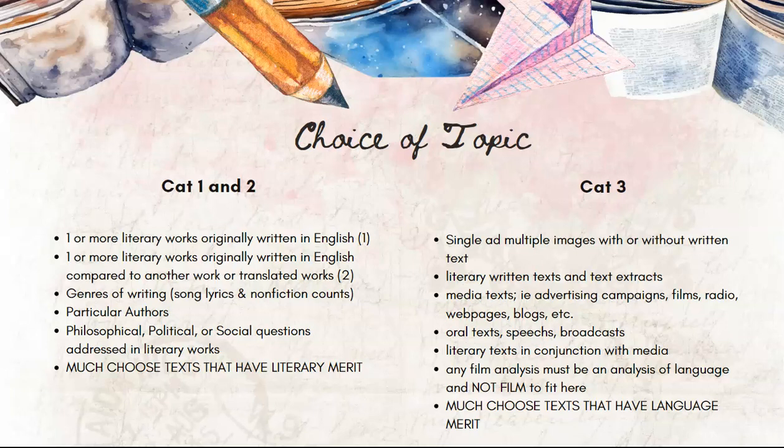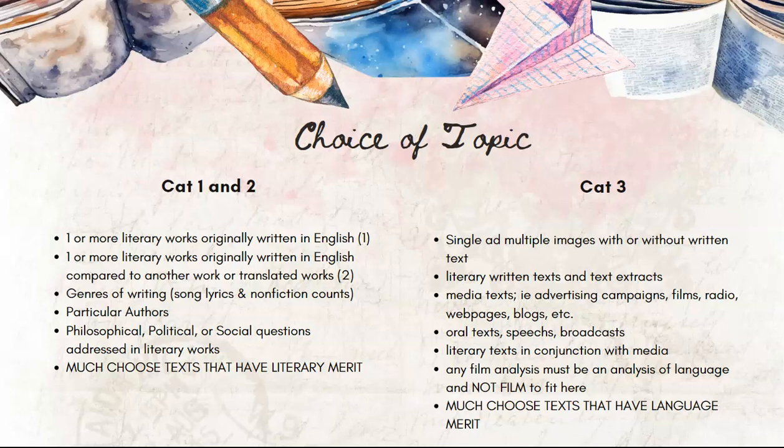Category 3, when you choose a category 3 topic, you can do multiple things. You can do a single ad, like I was talking about Maybelline before. So you could talk about a car ad, just this one car ad, or you can do multiple images. You can have more than one ad, like I said, multiple images, multiple ads, and these images can be with or without text. So category 3 doesn't have to have a written text with it.